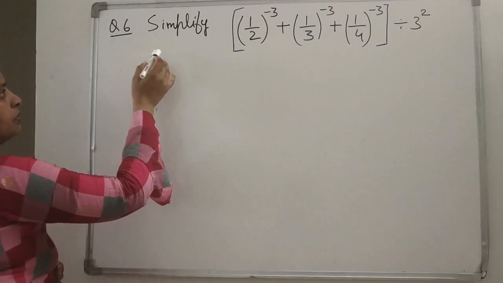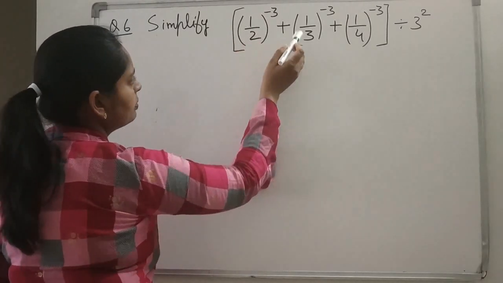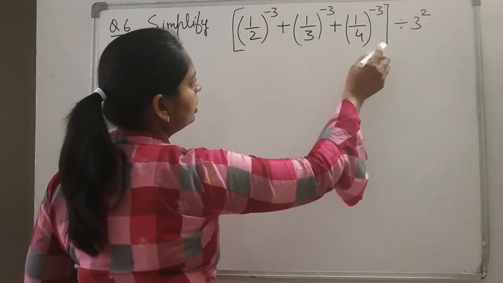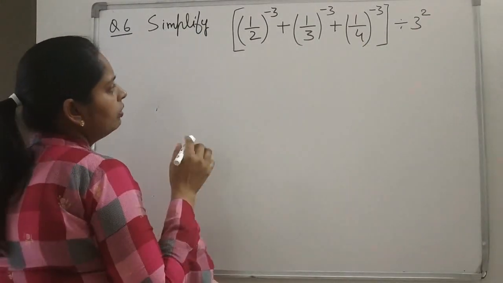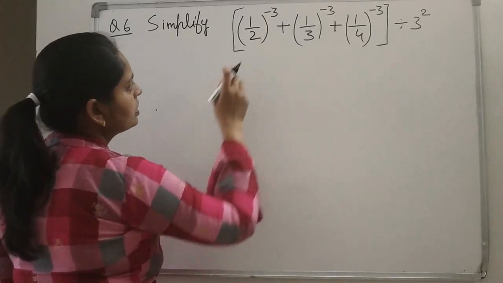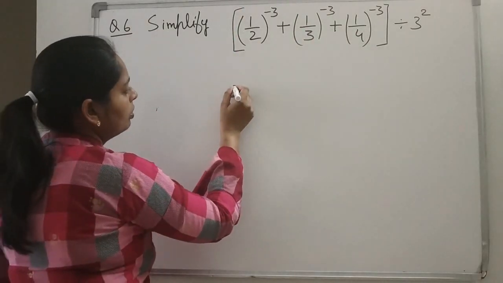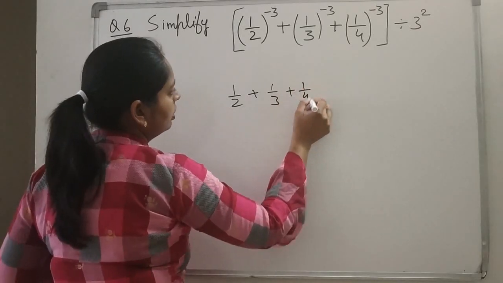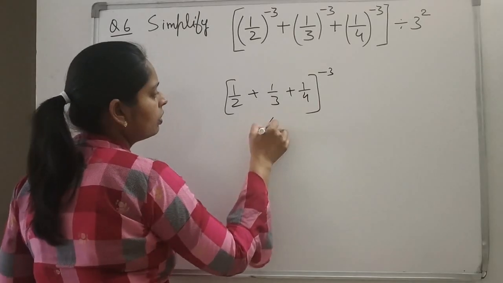Next question is simplify (1 upon 2) whole to the power minus 3 plus (1 upon 3) whole to the power minus 3 plus (1 upon 4) whole to the power minus 3, whole divided by 3 to the power 2. I want to tell you one mistake. What you commonly do is, if you see minus 3, minus 3, minus 3, all having minus 3 as a power, you think you can take the whole overall power as minus 3. No, this is the wrong way.